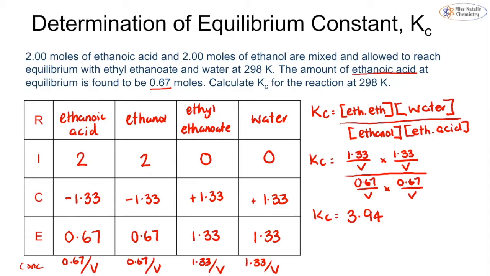And my units are also going to cancel out because I have moles per dm cubed times moles per dm cubed at the top as well as at the bottom. So my final answer is simply 3.94. And you could write no units if you wanted to. But in an exam, if you do not include units, the implication is that there are none.